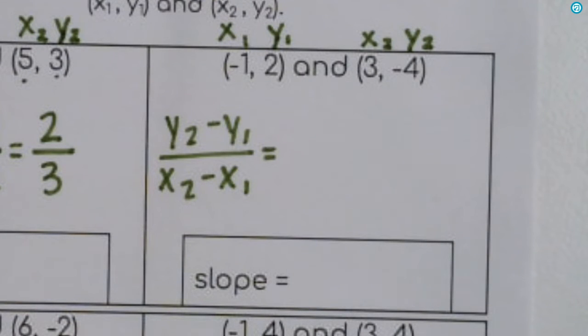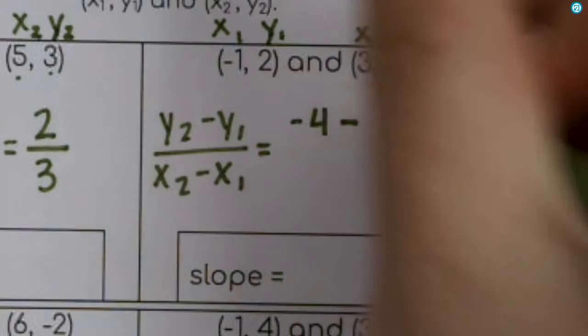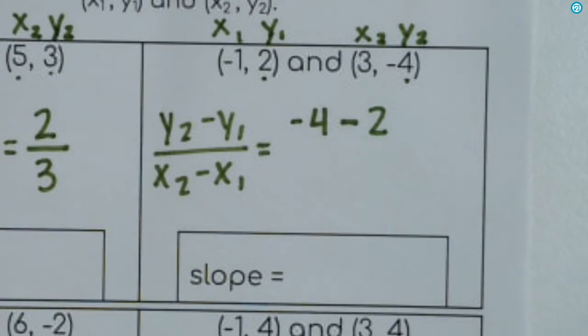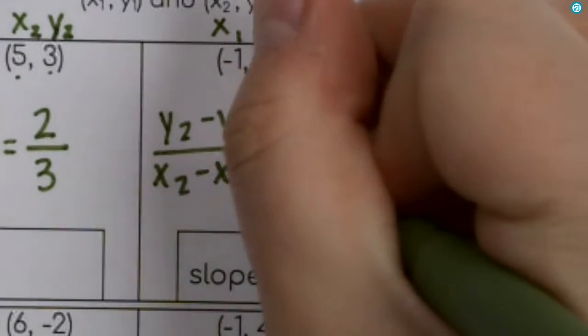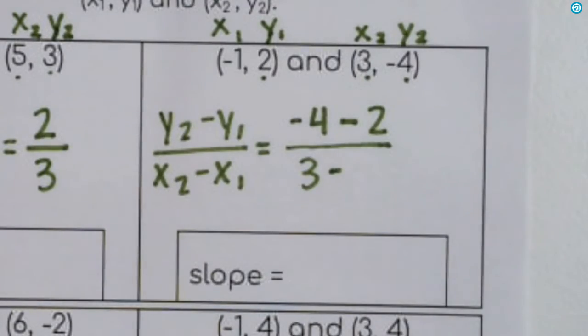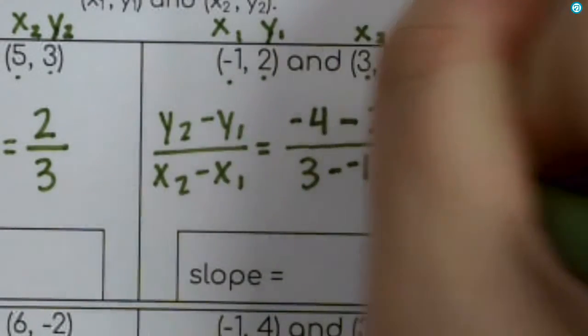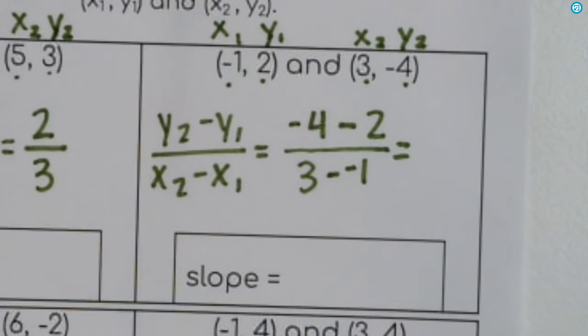And then we can just plug things in. On this one, I want you guys to tell me what the points are. So what is y2? Negative 4. Thank you. Minus, what is my y1? 2. Okay, so it's negative 4 and 2. That's always minus. The formula has a minus in it. And then on bottom, what is my x2? 3 minus, what is my x1? Negative 1. So 3 minus negative 1. Awesome.